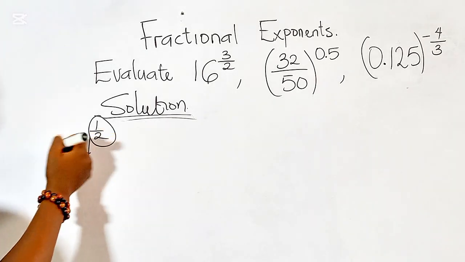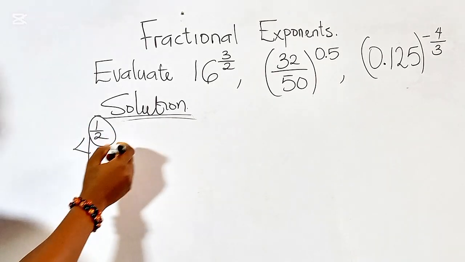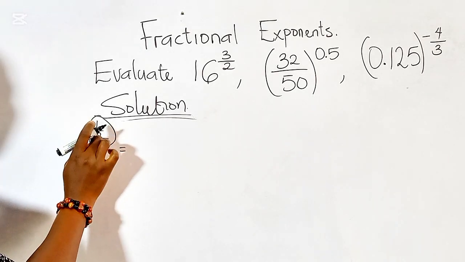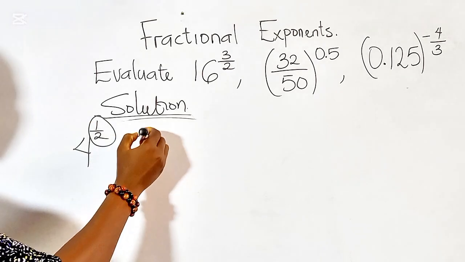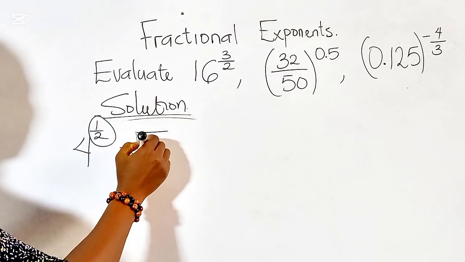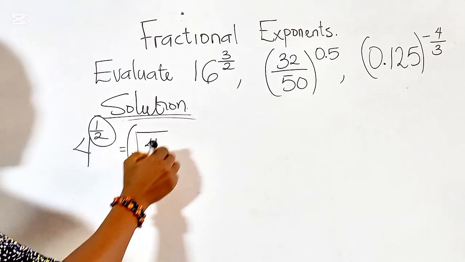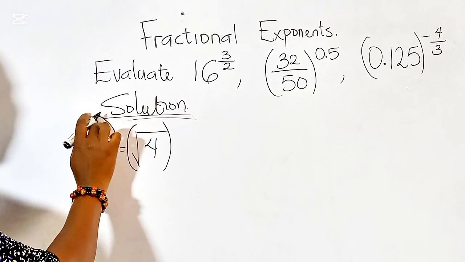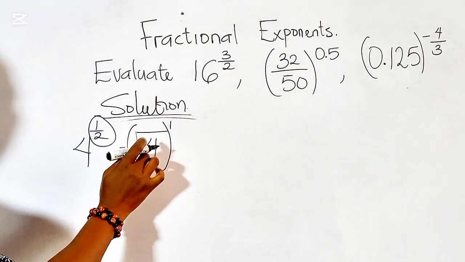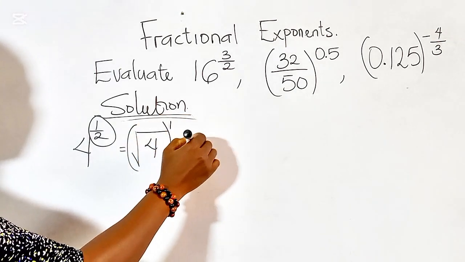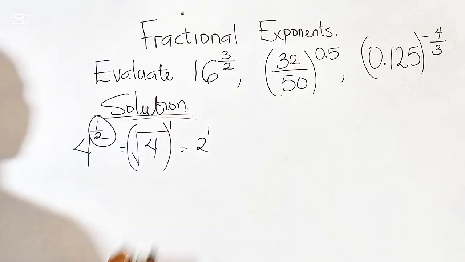If you want to simplify this problem, for instance, you take the root according to the denominator of the power. So it's going to be the square root of 4. Then you raise it to the numerator of the power, which is 1. Then you find the square root of 4. In this case, it is 2 to the power of 1.